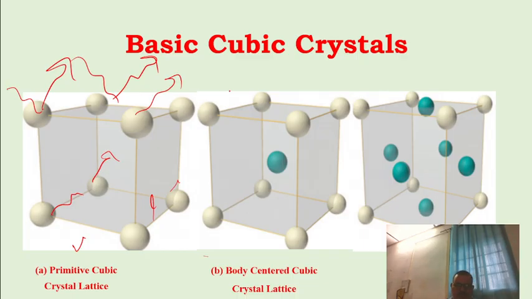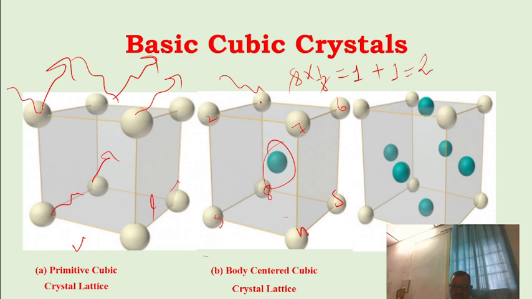Okay, if this is the second one, then this is BCC. There is 1, this is 2, this is 3, this is 4, 5, 6, 7, and 8. Eight atoms at the corners, so it is 1 by 8 each. Then the total is 1 atom, plus 1 inside the body, so the total number of atoms here equals 2.